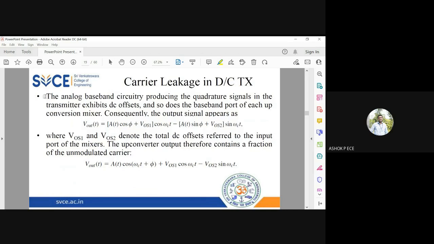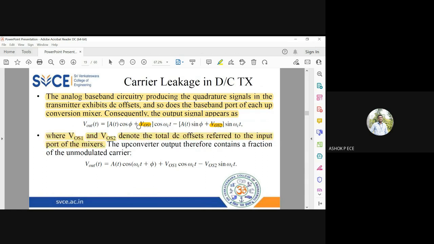So analog baseband circuitry producing the quadrature signal in the transmitter exhibits DC offset. You know, DC means it is going to shift your signal by a constant value of voltage. See here, the in-phase component is shifted by VOS1 and the quadrature-phase component is shifted by VOS2, where VOS1 and VOS2 denote the total offsets referred to your input.